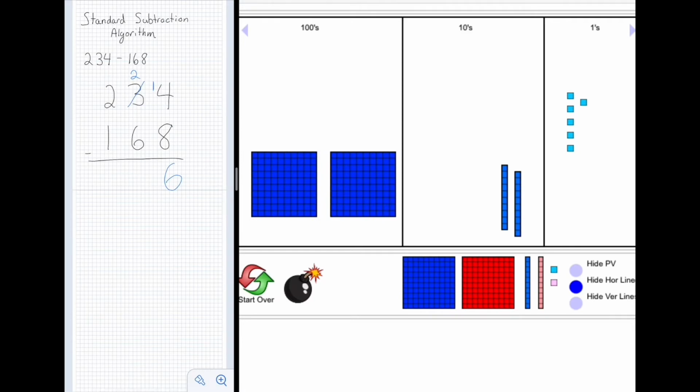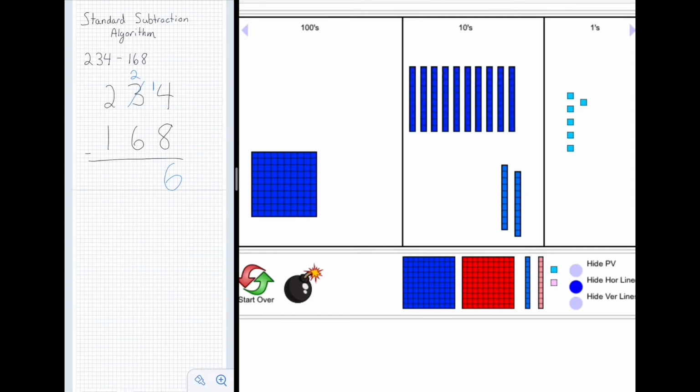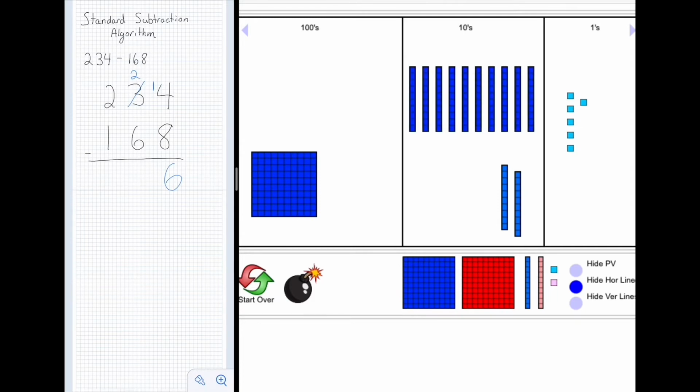Then I come over to the tens place. In the tens place, I need to take away 6 tens. Again, I don't have to think about this as 20 and 60. I'm just looking at the count of tens. So I need to take away 6 tens, but I don't have 6 tens. So what do I do? I come over to the hundreds place. I take my 100, and I ungroup it.